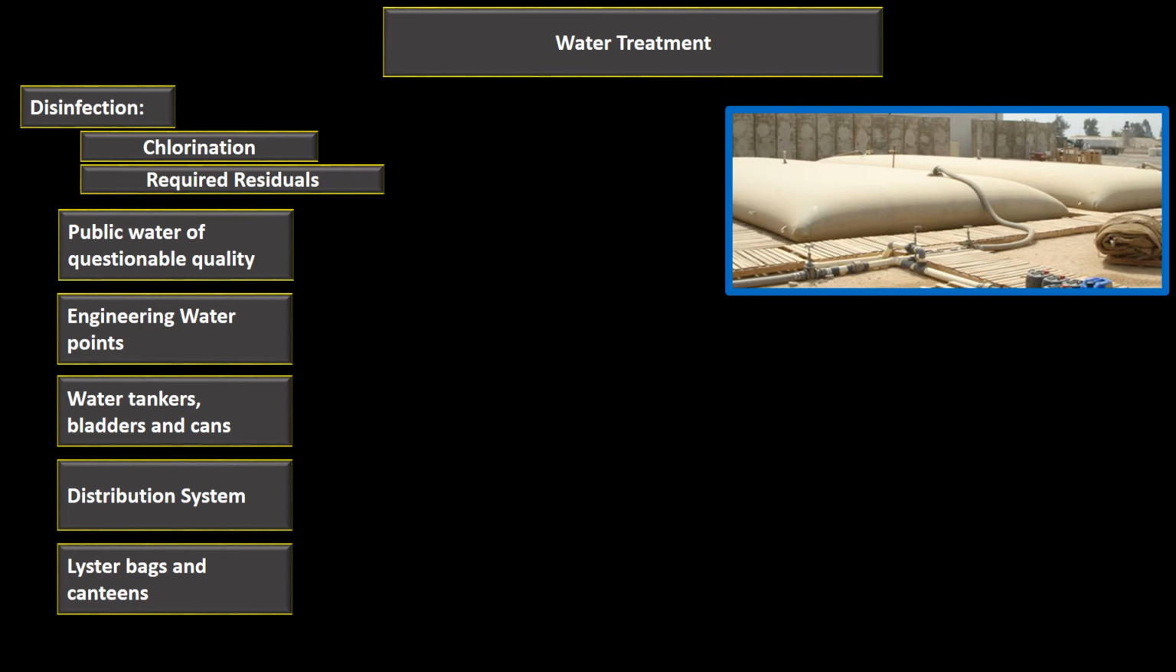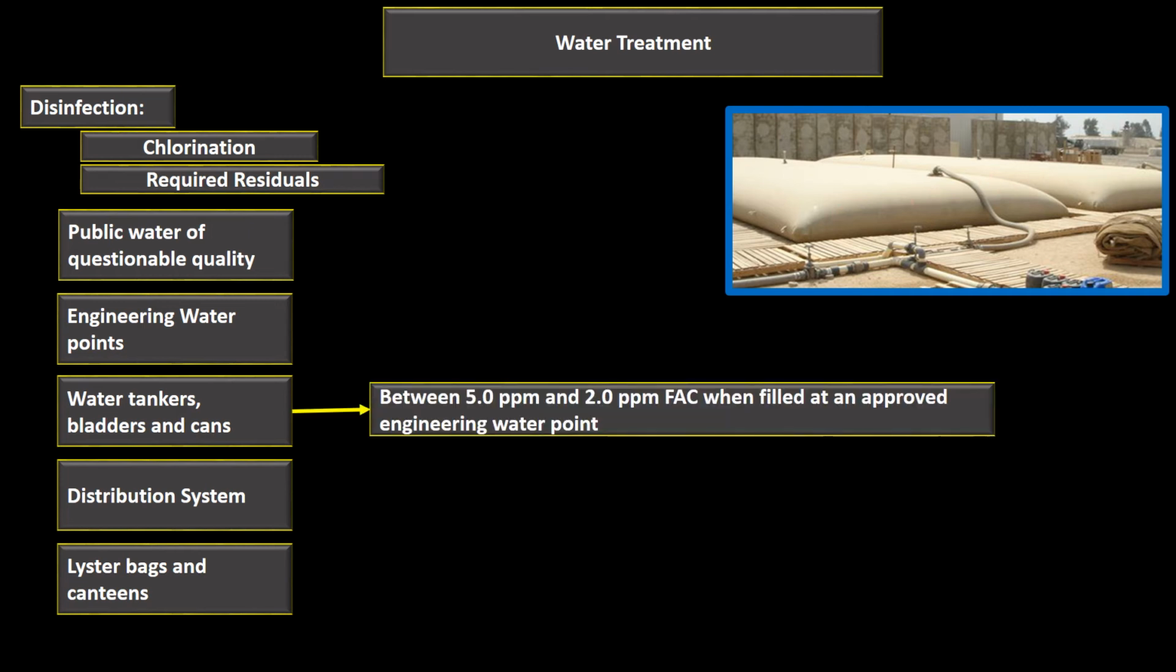Water tankers, bladders, and cans, like these big old water bladders right here. In these, we want to maintain between 5 parts per million and 2 parts per million free available chlorine when they are filled at an approved engineering water point. So if they are filled from that ROWPU we were just looking at, we want to maintain between 5 and 2 parts per million free available chlorine.